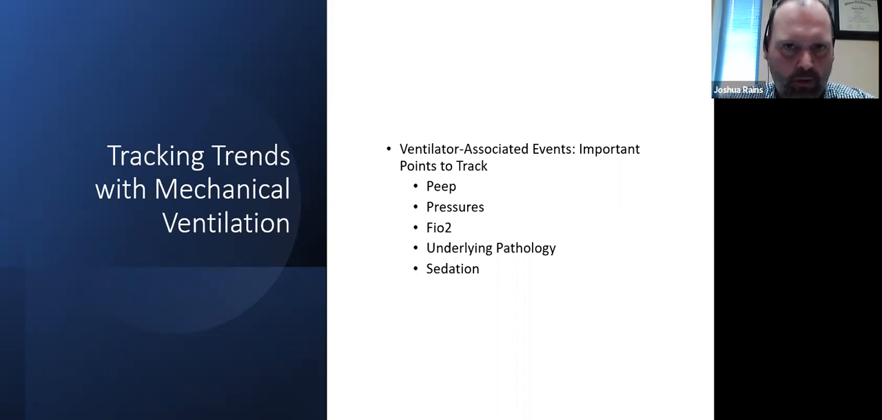So watching for ventilator-associated events, important things you need to keep in mind: PEEP, pressures, FiO2, underlying pathology, sedation. I don't know about other manufacturers, but the knowledge portal that we used has a screen called surveillance. It was broken up into 3 sections. On the left, I just called it the green zone. It's not the official word, but that's the way I put it in my head. It's the green zone. That's just all the patients being monitored. The middle was what I called the yellow zone.